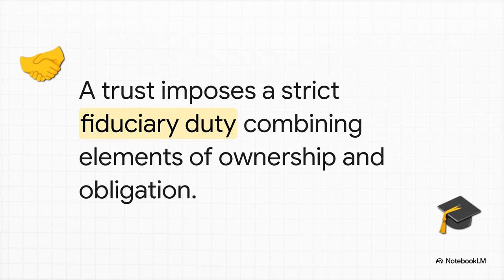To conclude your exam, write this exactly. A trust is a unique legal relationship combining elements of ownership and obligation. Unlike debt, contract, or agency, it imposes a strict fiduciary duty to act in the best interest of the beneficiary. Memorize it, write it flawlessly. By proving that you can distinguish a trust from every other commercial arrangement through the lens of strict fiduciary duty, you essentially prove you are ready for the legal profession.